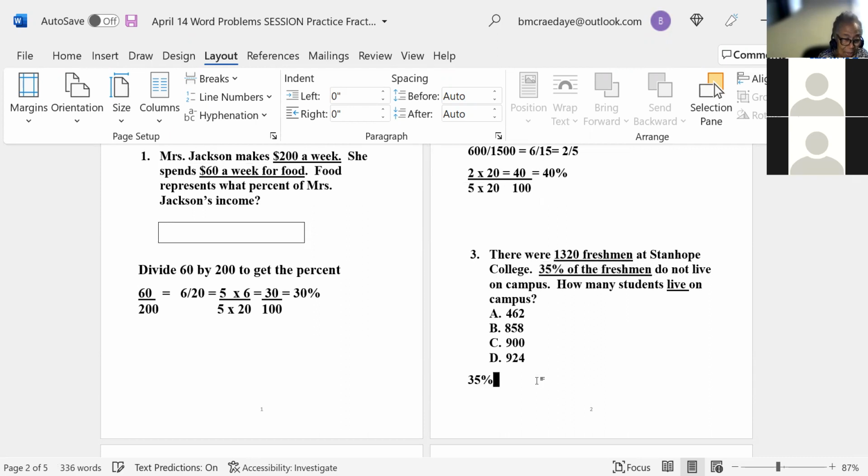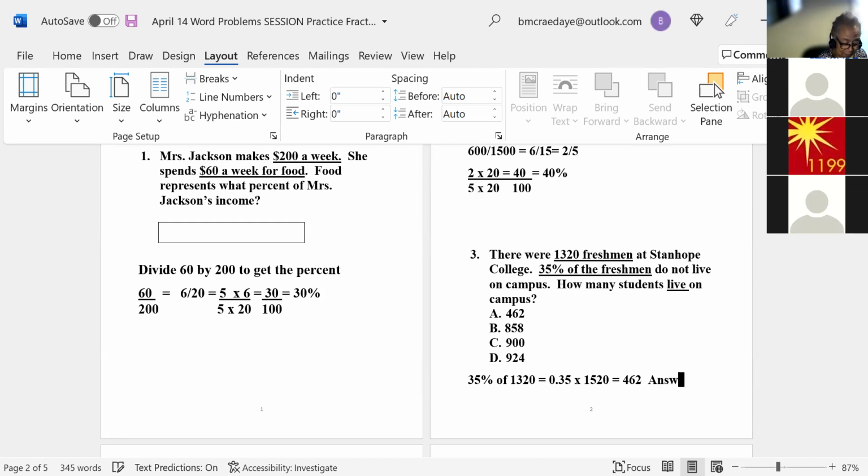You multiply 35% of 1320. And when you say of, it's a multiplication. Yes. Right? And that's 35%, as a decimal, it's 35 over 100, 0.35 times 1320, and that's equal to 462. So your answer is A.